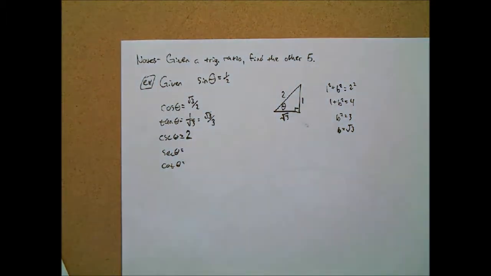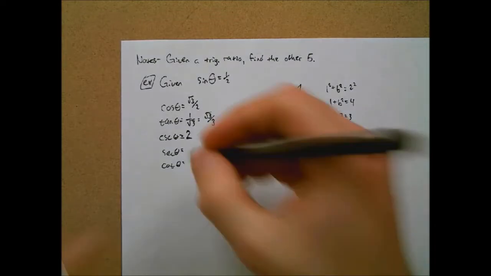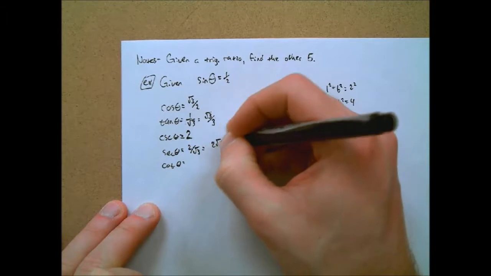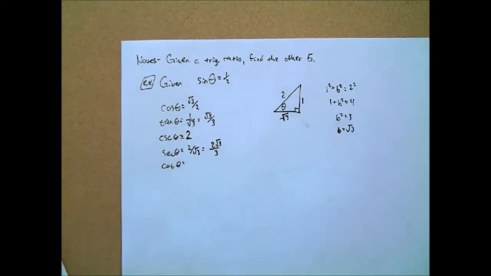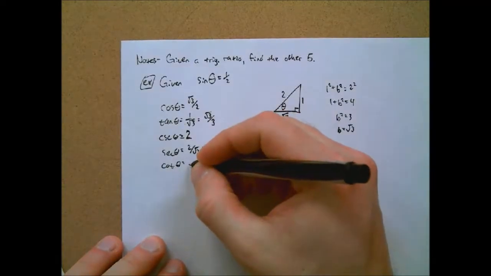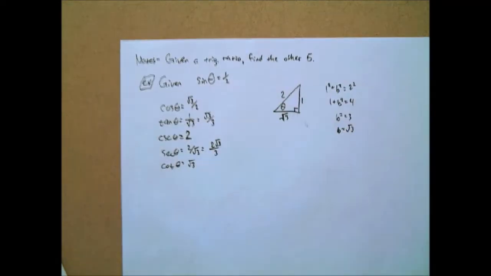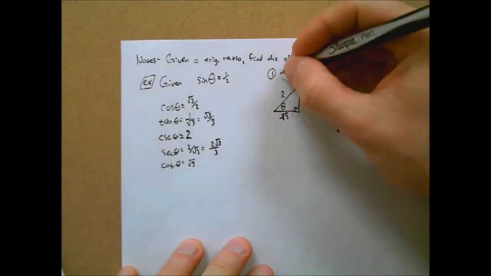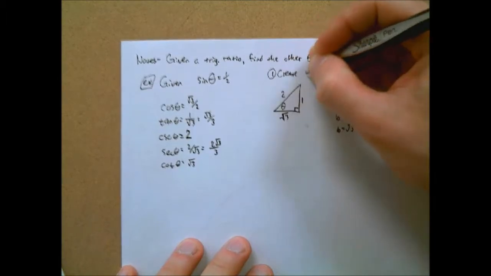And then secant will be what? 2 over root 3, or again, if you like to rationalize, 2 root 3 over 3. And then cotangent will be what? Root 3 over 1, or just root 3. Exactly right. So that's exactly what we want to do here if we're trying to solve these trig ratios. Step 1, create a right triangle with angle theta.